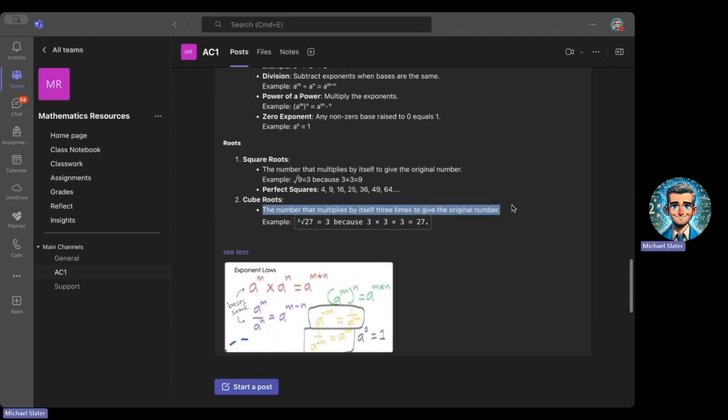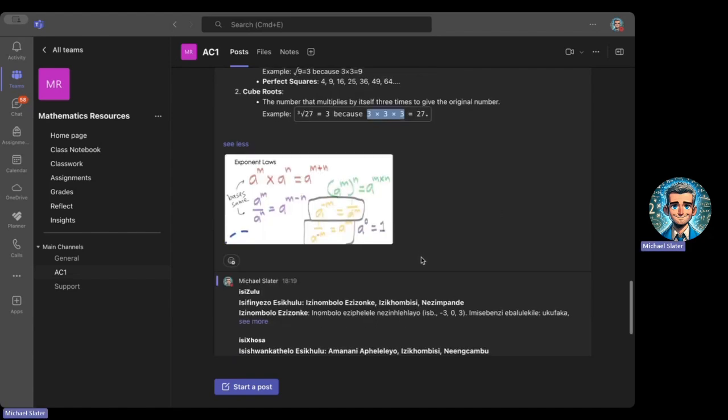Cube roots: the number that multiplies by itself 3 times to give us the original number. So we've got 27, and we want to know the cube root of that. It's 3 because we multiplied 3 by itself 3 times. That is the cube root.